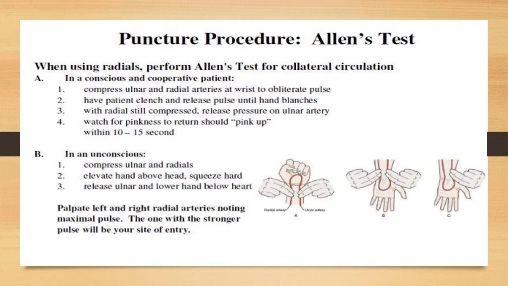With the radial still compressed, release pressure on the ulnar artery. Watch for pinkness to return, which should happen within 10 to 15 seconds. So in a conscious patient, compress ulnar and radials, elevate the hand above the head, squeeze hard, release the ulnar and lower the hand below the heart. Palpate the left and right radial arteries, noting maximum pulse. The one with the stronger pulse will be your site of entry.